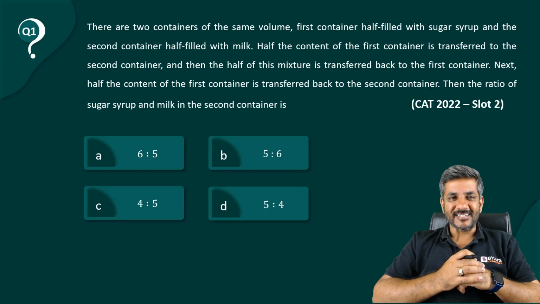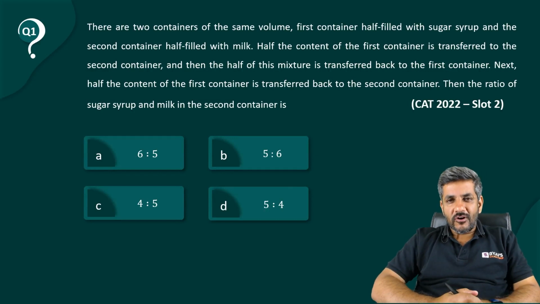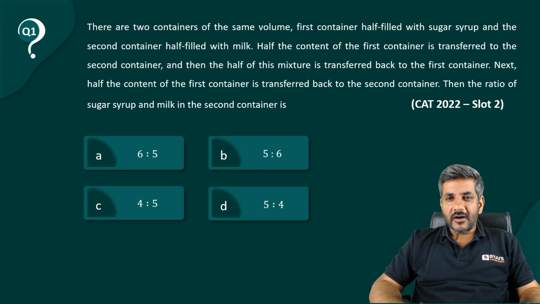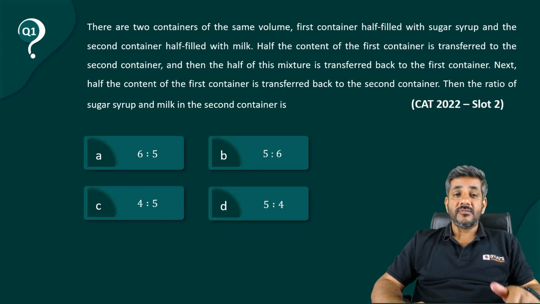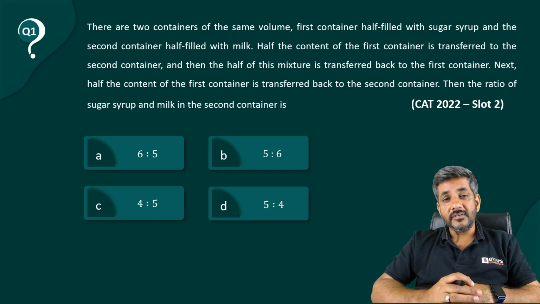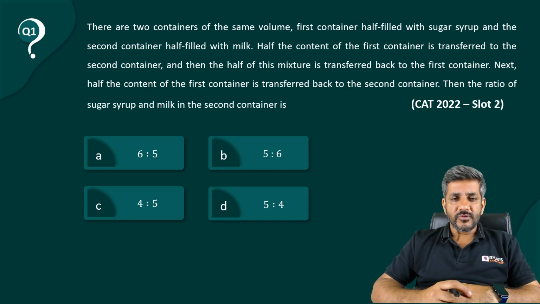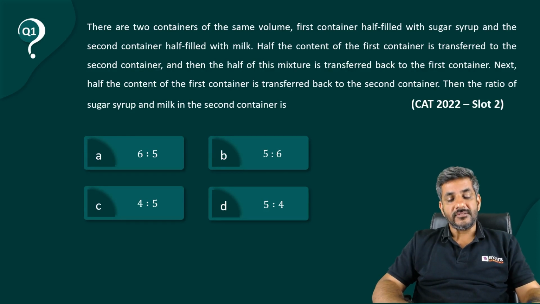Let's start discussing it. There are two containers of the same volume. The first container is half filled with sugar and the second is half filled with milk. Half the contents of the first is transferred to the second, then half of this is transferred back to the first. Next, half the content of the first is transferred back to the second. The ratio of sugar syrup and milk in the second container is what?